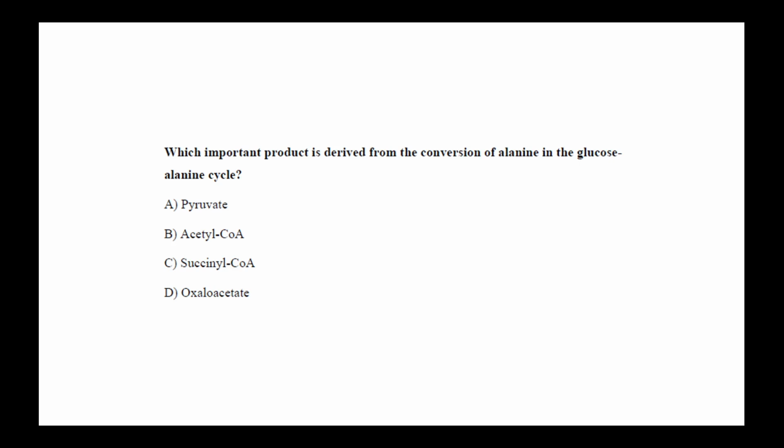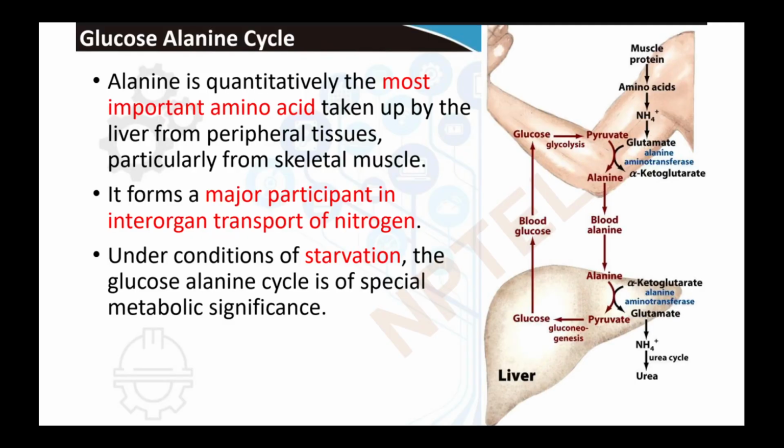You have answered option A, pyruvate. That is the correct answer. So, the glucose alanine cycle is basically a pathway where glucose is transferred from the muscles to the liver. Glucose is converted to pyruvate in the muscles by the process of glycolysis.